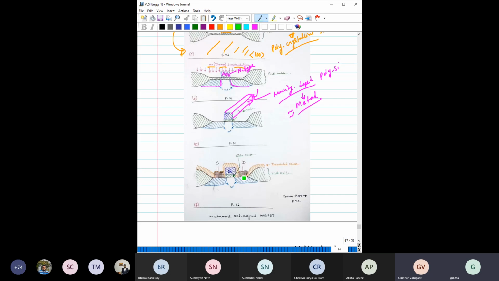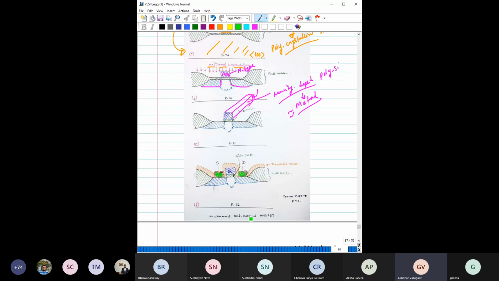So you initially deposit an oxide everywhere, right? Then remove this region's oxide, remove this region's oxide, and then deposit metal here, deposit metal here. So now you see this metal with this oxide is isolated from this gate polysilicon. So is this metal from this gate, right? So this is basically for isolation purposes.